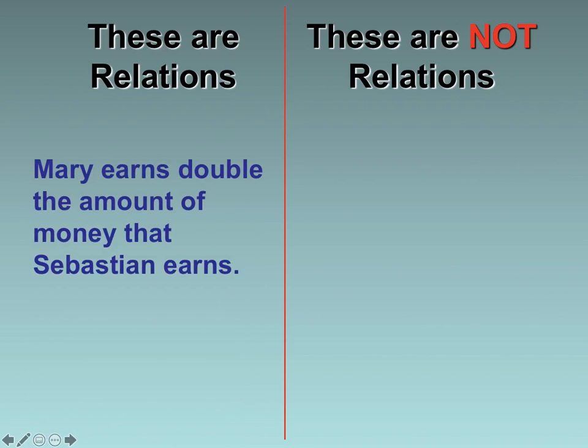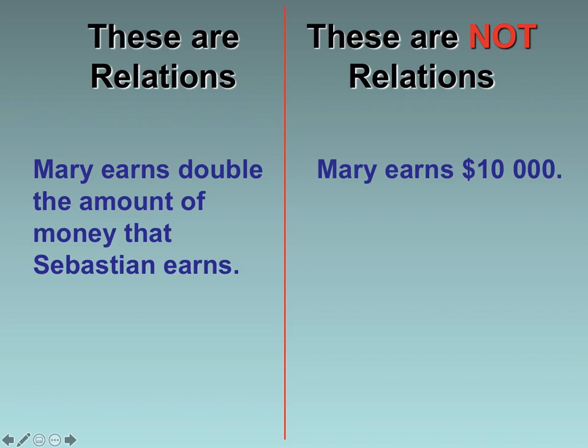Okay, what about this one? Mary earns double the amount of money that Sebastian earns. If I asked you how much money Mary earns, you'd say, well, that depends on how much Sebastian earns. If Sebastian earns more, then Mary earns more, right? She'll earn twice as much, no matter how much Sebastian earns. On the other hand, if I had a situation like this where I just know that Mary earns $10,000, there's no change going on there. There's no way that $10,000 is affected by something else going on, right?